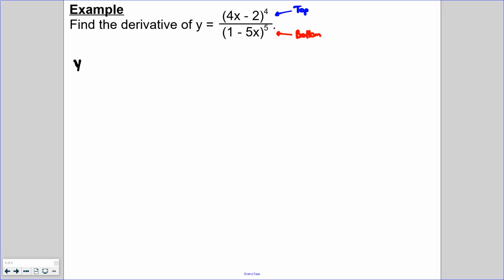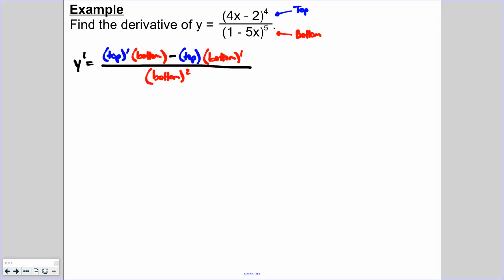So let's remember the quotient rule. So y prime is going to be the derivative of the top times the bottom minus the top times the derivative of the bottom all over the bottom squared. Alright, so now we already identified what the top and what the bottom are going to be, so now we just need to find their derivative. So let's do a little bit of scratch work on the side here.